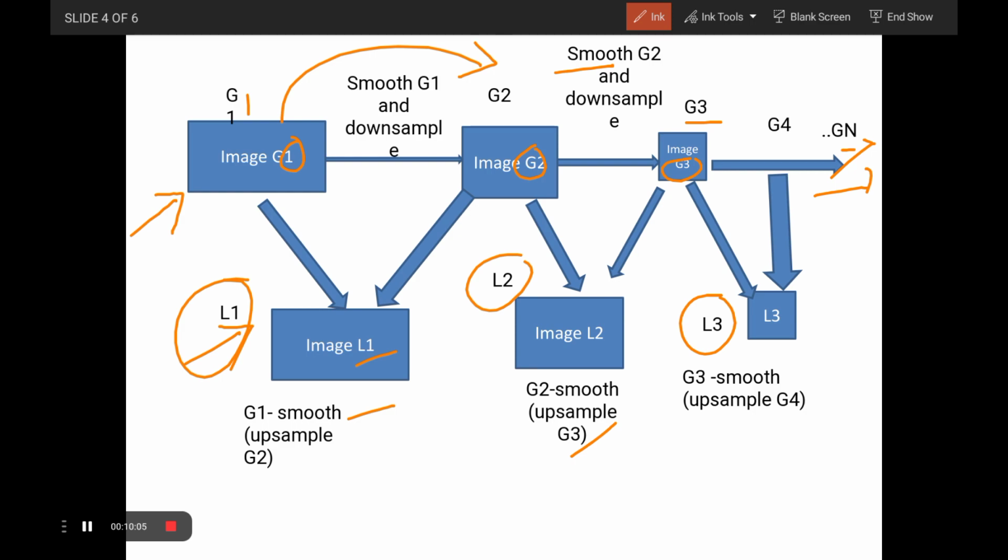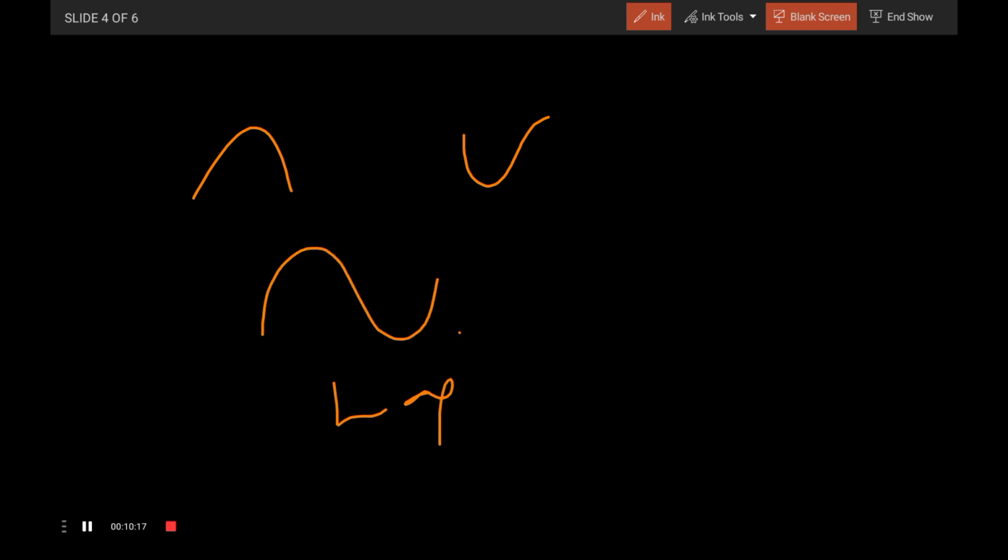So let us see a brief about the Gaussian. Generally the Gaussian function looks like this. The Laplacian looks like that. The difference of Gaussians, G1 and G2, gives us the Laplacian.